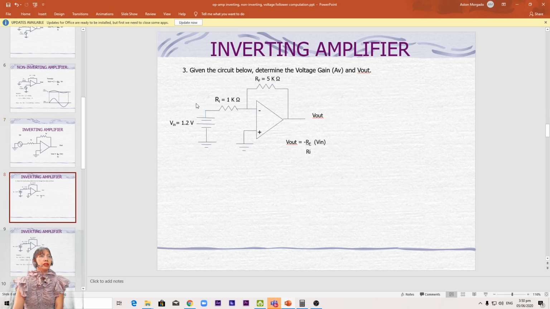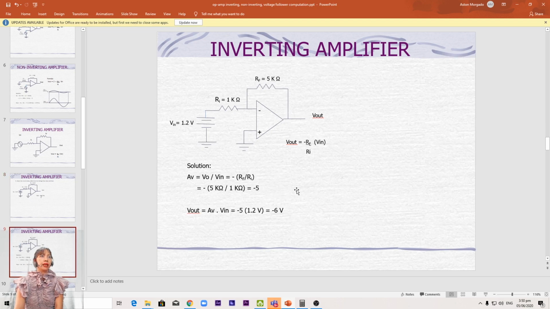Okay, so again we have RF of 5K, RI of 1K, and a DC input, direct current, of 1.2 volts here. What would be the voltage gain for this circuit? Since it is inverting, we're going to use this formula: V out is negative RF over RI times V in. The negative RF over RI is actually the voltage gain for an inverting amplifier.